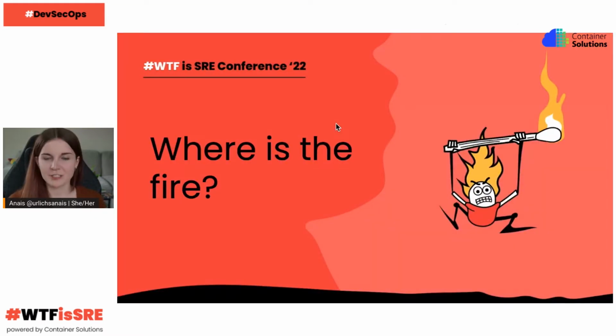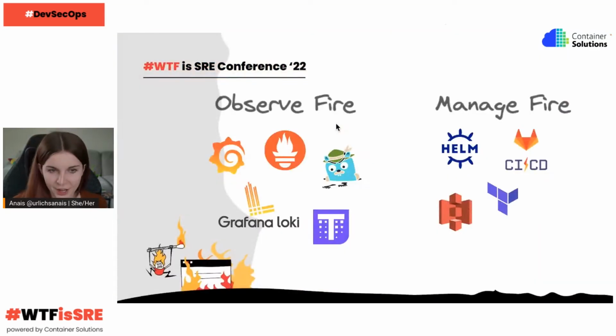Now, where's the fire? What is the fire that I'm actually talking about? When I was working as SRE last year, we had two main types of tools that we were using. Some tools to observe the fires within our platform, and some to manage the fire in a way. Some of them are listed here. For example, we used Grafana to have pretty dashboards, to have pretty insights of what's happening within our platform, within our infrastructure.